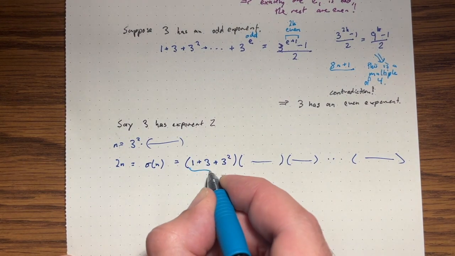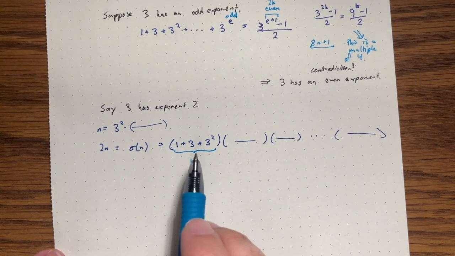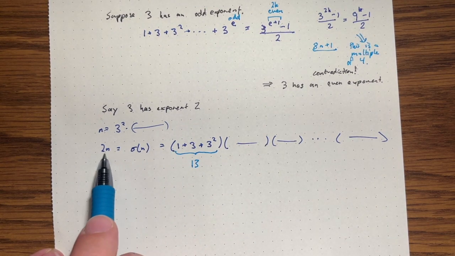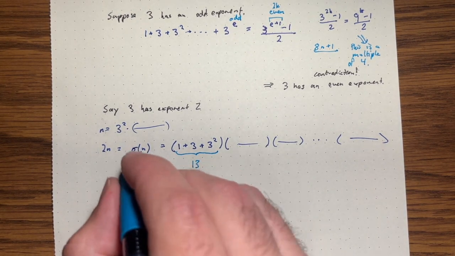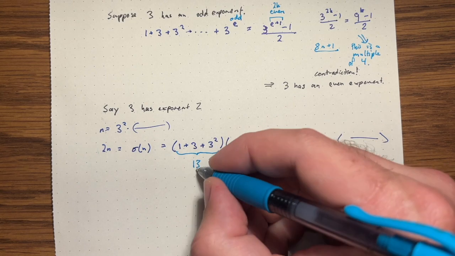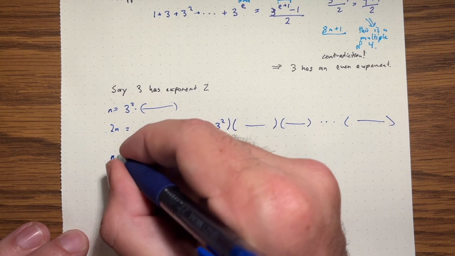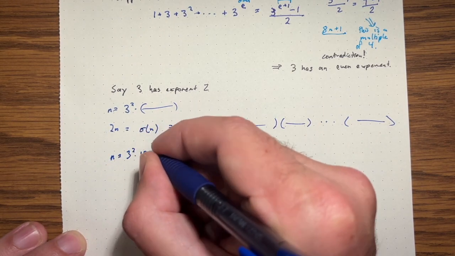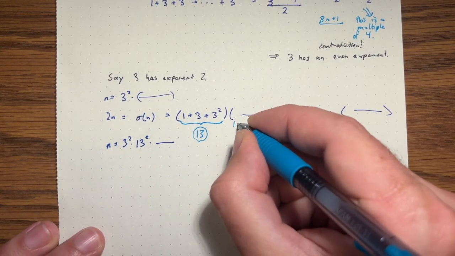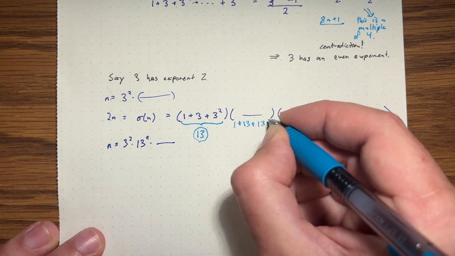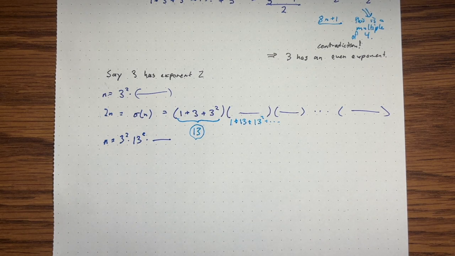But in this right here, what is that? That's 13. And so this number here, 2n, has a factor of 13. Which means that once we decide this, we have forced n to have a factor of 13. So n is now 3 squared times 13 to some power times more stuff. But then we now need a term here for 13, and that might even produce more factors.